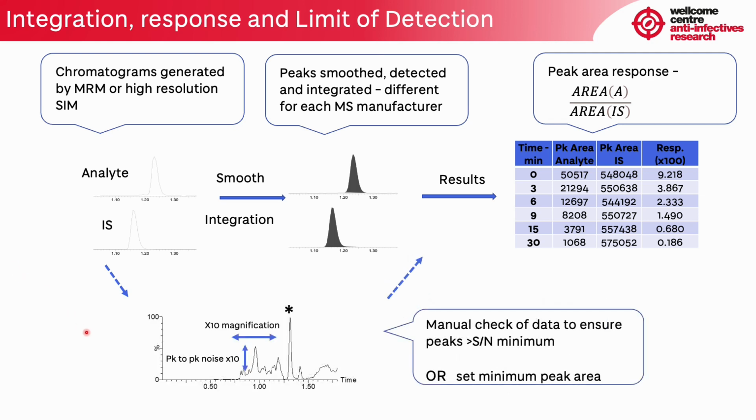In this example, the signal-to-noise can be done by simply eyeballing the data or by magnifying an area of the baseline close to the peak. Here we've magnified the baseline by 10, and it shows that the peak has roughly a signal-to-noise of around 15 to 20 to 1.